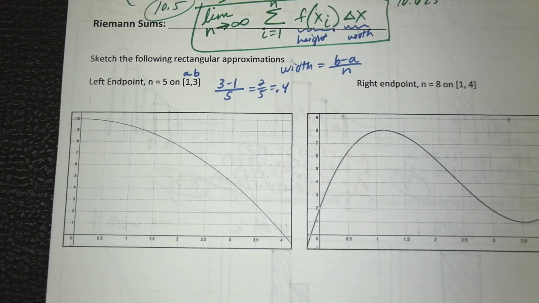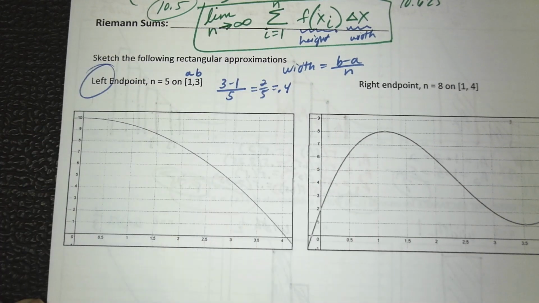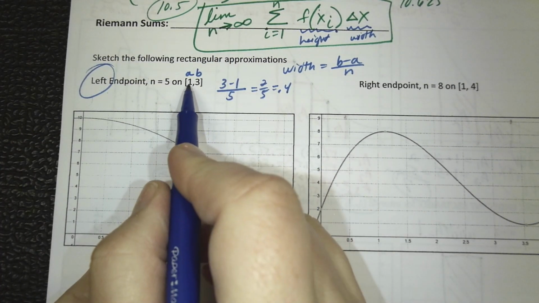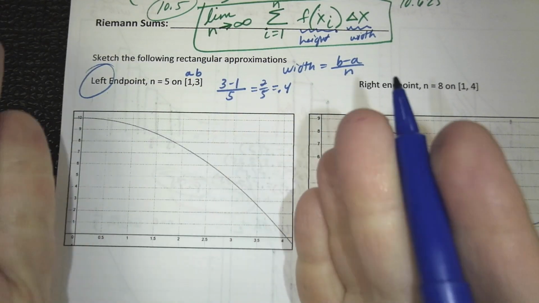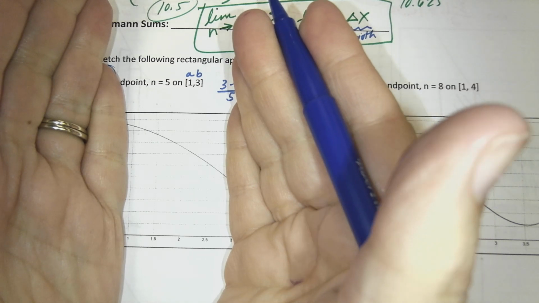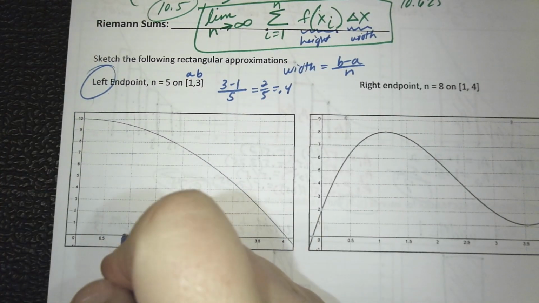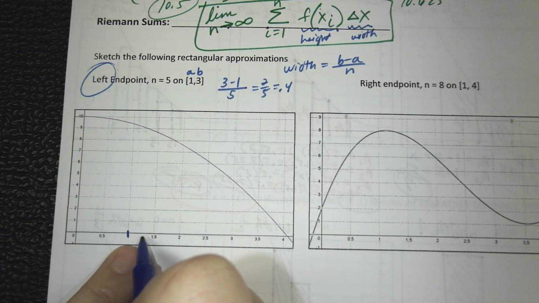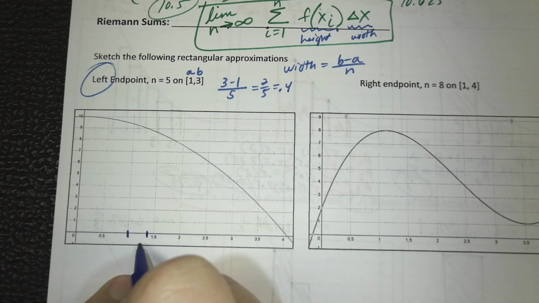So every one of my rectangles is going to be a width of 0.4. Okay, this is a left. I'm going to start at 1. Why am I starting at 1? Because that's the interval. I only want to go from 1 to 3. You with me? Okay, so starting at 1, I'm going to go 0.4. Well, wouldn't 0.4 be like right about there, 1.4?